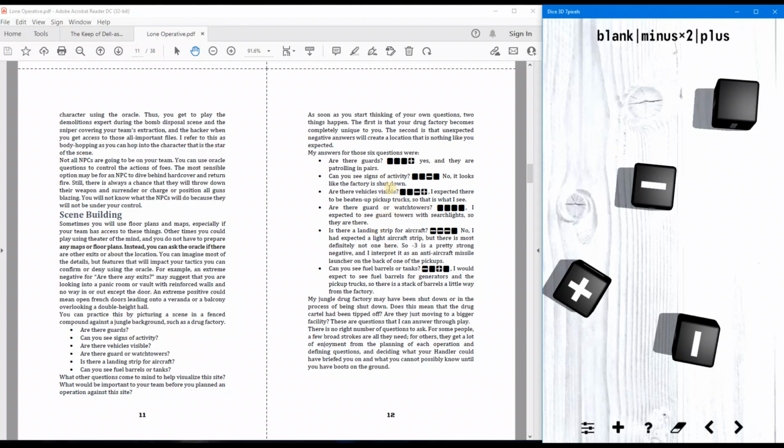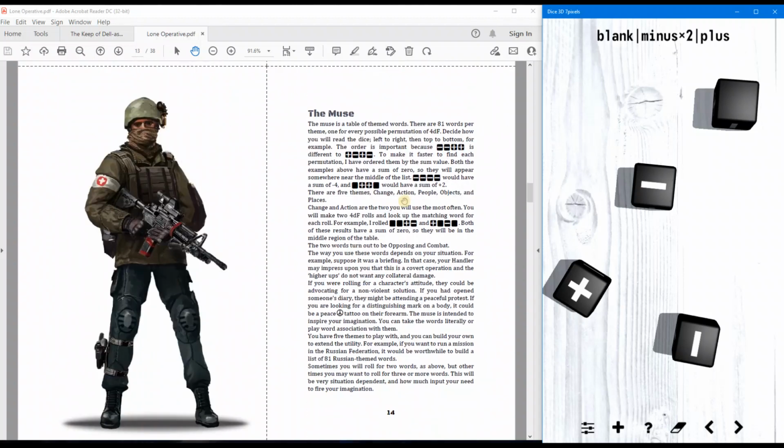You can ask as many questions about the scene to build the scene as you like. I generally would ask more questions about scenes or locations that I think are going to be used a lot, and less if I'm just going to literally run through a room to get to the other side. I don't need to know that many details about it.